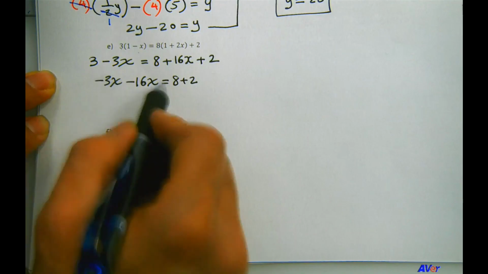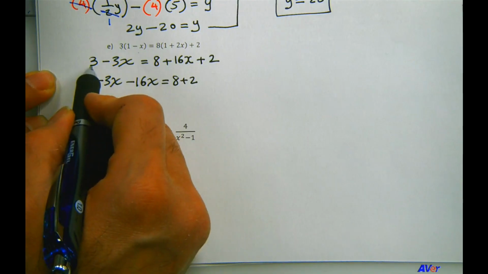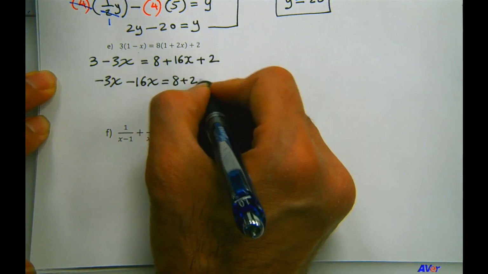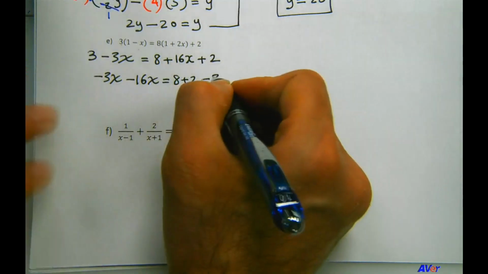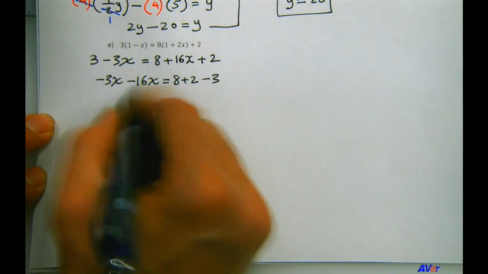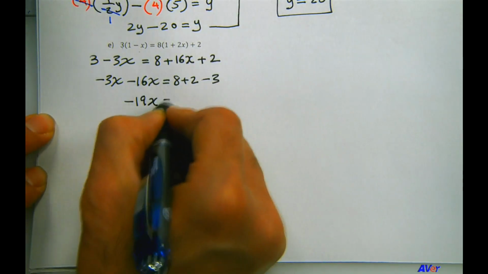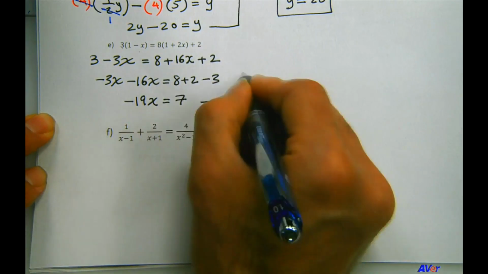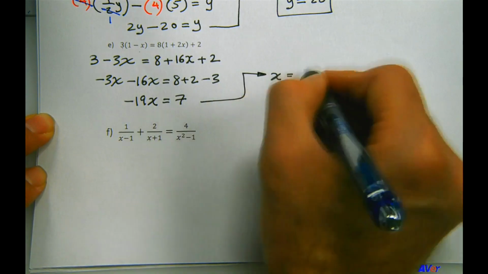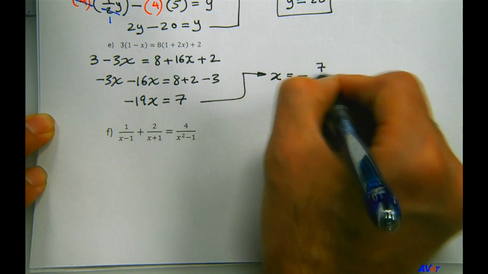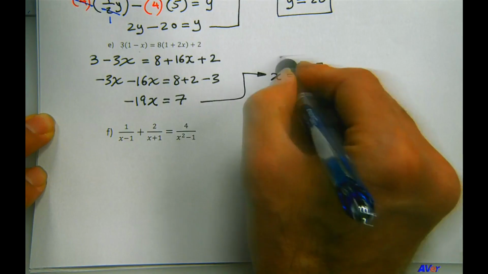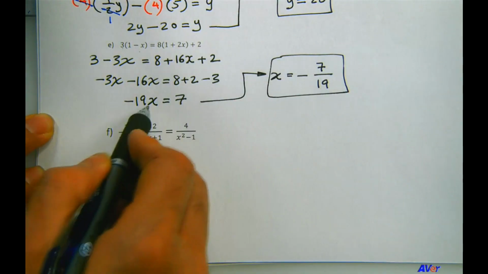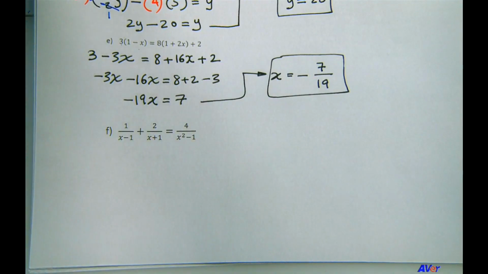So we have a positive constant 3 on this side. Move it to the other side. It'll be minus 3. Okay, so let's simplify. We have minus 19x equals 10 minus 3, that's 7. So x is equal to minus 7 over 19. And that isolates, dividing by minus 19, isolates x by itself.